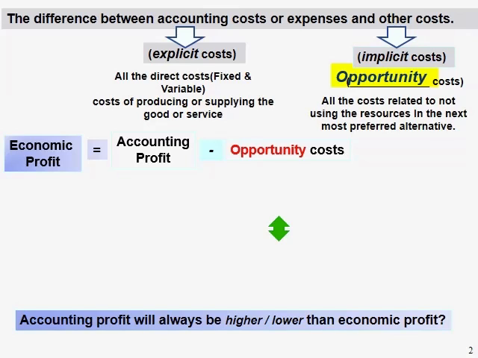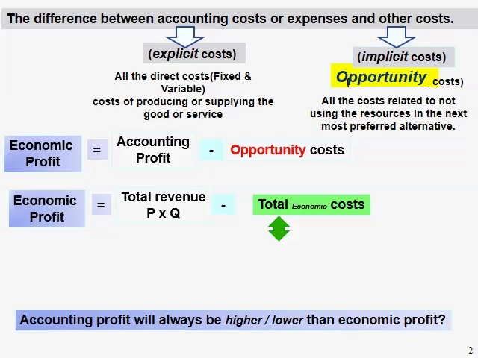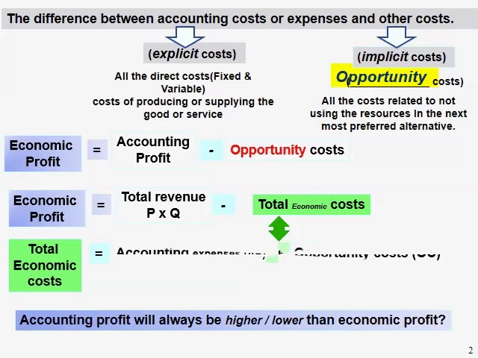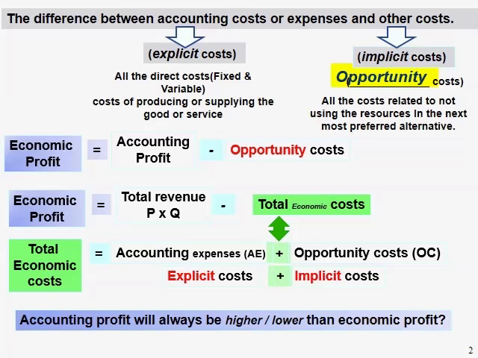So economic profit is total revenue or accounting profit, we should start with, which is total revenue minus accounting expenses. But then we have to subtract opportunity costs. Or another way of looking at it, economic profit is total revenue, P times Q, minus total economic costs. And of course, total economic costs are accounting expenses plus opportunity costs, or explicit costs plus implicit costs. So in this way, accounting profit will always be higher than economic profit because accountants don't take into account opportunity costs.